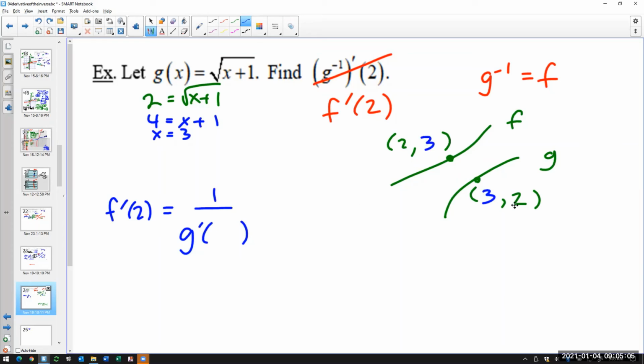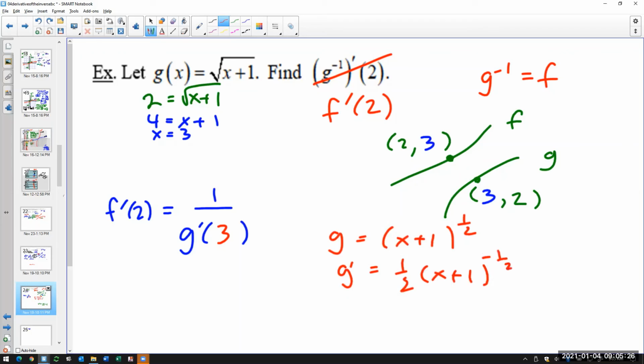So 3 goes there, 3 goes there, and 3 also goes here. Did you guys get that far? Okay, so all I have to do now is find out what g prime of 3 is. Given everything I'm given, I know that g is equal to x plus 1 raised to the 1/2. That means g prime is equal to 1/2, chain rule, times x plus 1 raised to -1/2, times the derivative of x plus 1, which is 1.